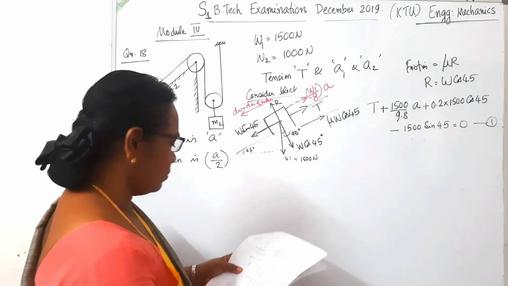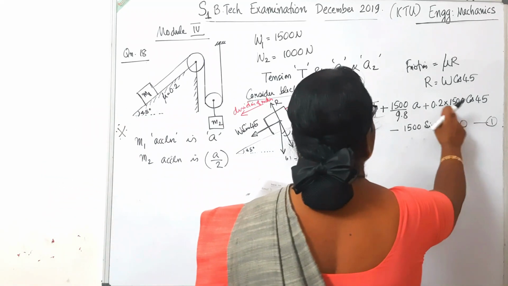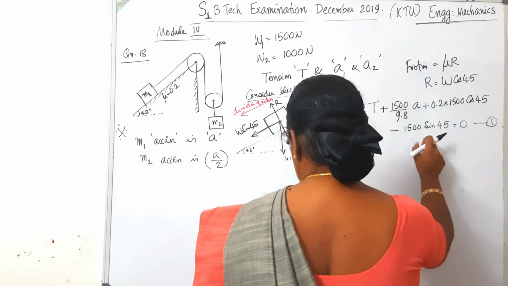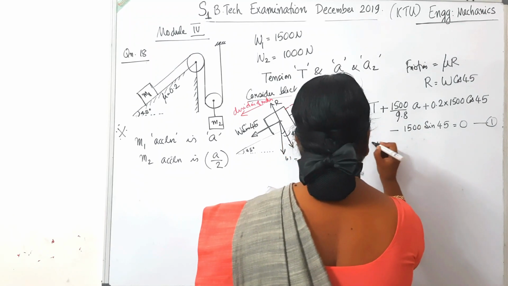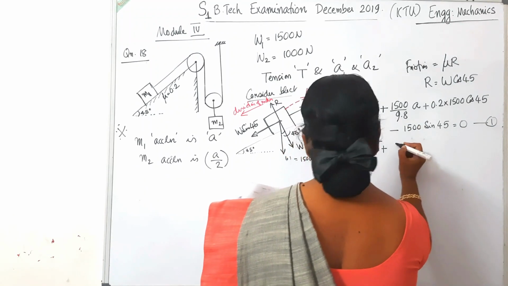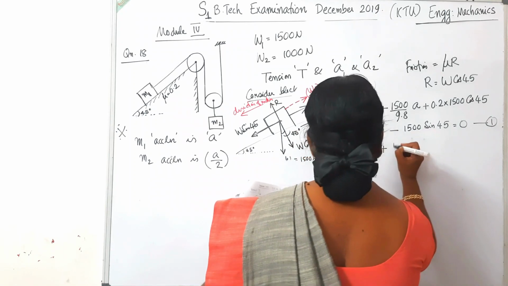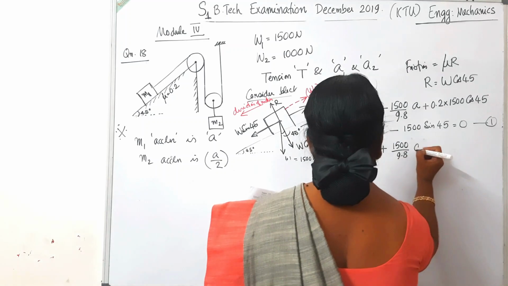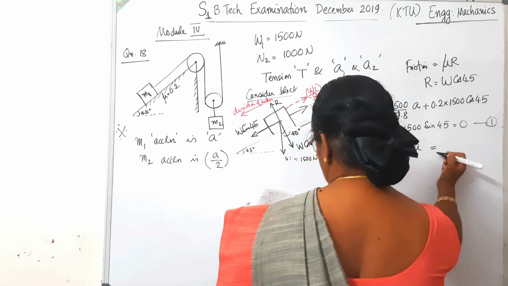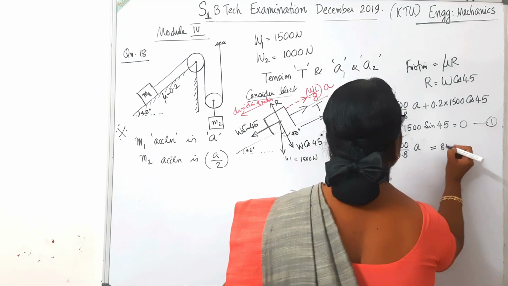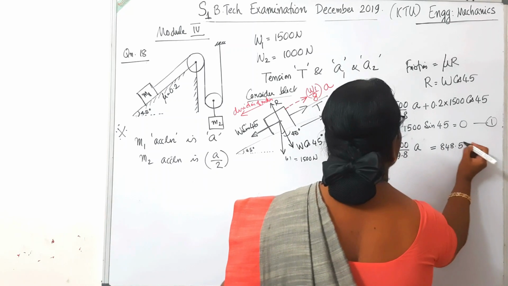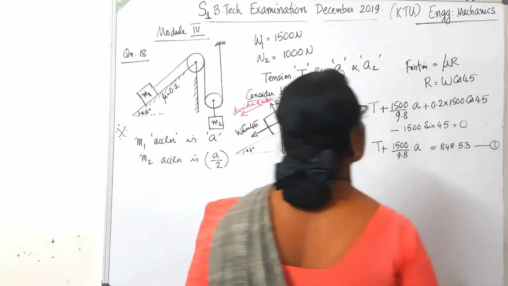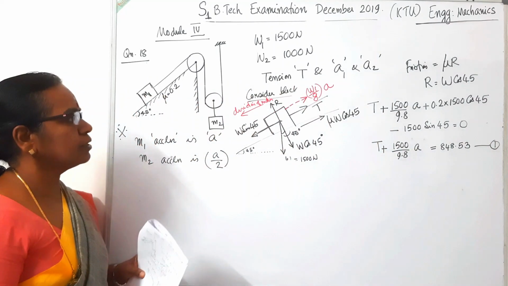Let us see whether we can simplify it. We can simplify this term, and this and this. So we will get T plus 1500 divided by 9.8 A is equal to 848.53. So this is equation 1. Simplifying that, we get one equation.